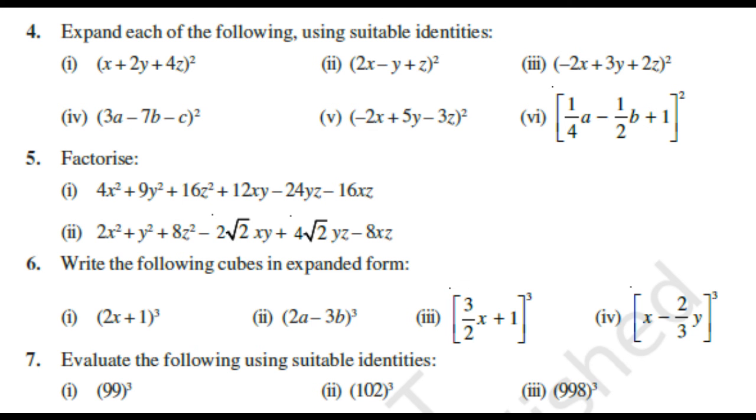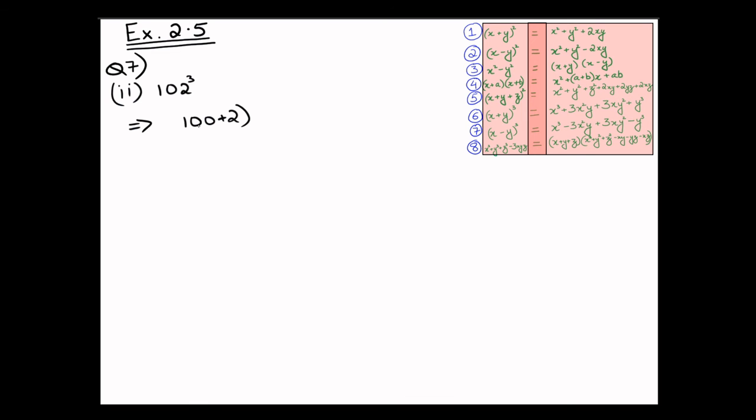Now the second part is evaluating 102 cube, which I'm going to write as (100 + 2) whole cube, and we can use identity 6 to expand it. So the expansion of (x + y) whole cube is x cube plus 3 into x square y plus 3 into xy square plus y cube.